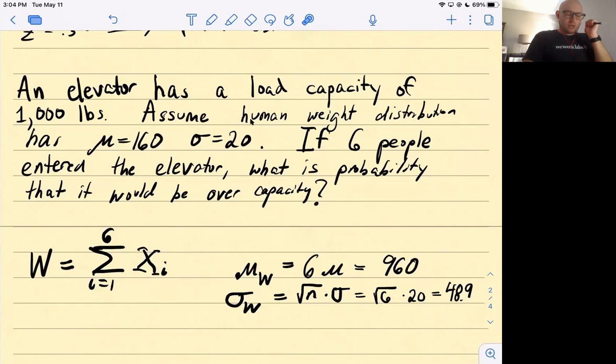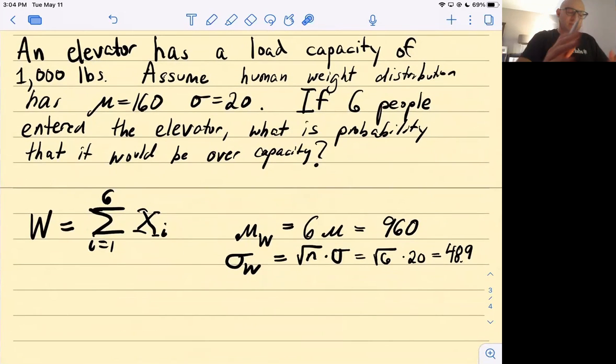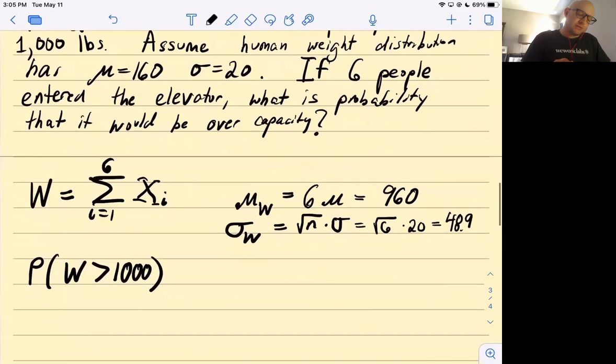All right. So now we know that. Now let's answer the question. We no longer need to worry about sample sum or anything like that. We can just use these numbers and find z-scores. So we have this number as our mean and this number as our standard deviation. And we want to find the probability that it's over 1,000. What's the probability that W is greater than 1,000? That's what we want to answer.